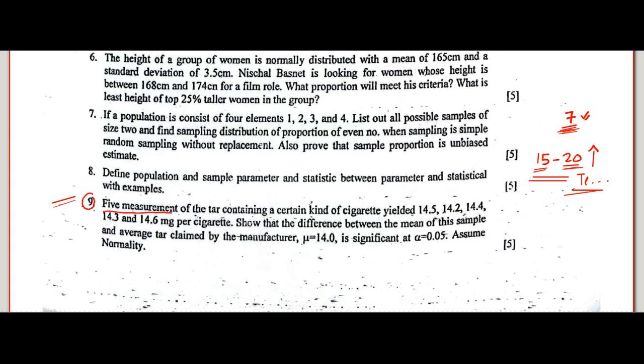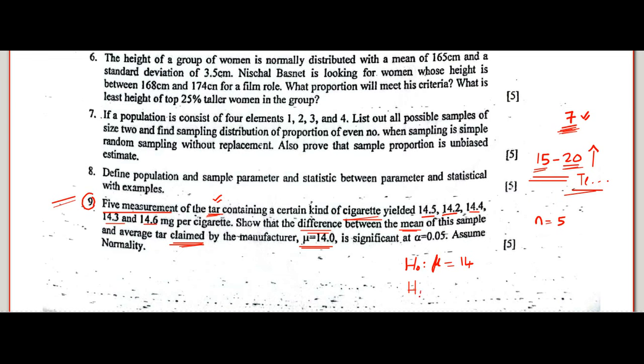Okay, the first question I have right in front of me. We are given 5 measurements of tar. Someone has broken a cigarette down and is measuring the amount of tar that the cigarette contains. They have the amounts here in milligrams, and what I see is that it is a small sample. The manufacturer's claim, the proposed value, gives our null hypothesis: mu is equal to 14 milligram. Show that the difference between the mean and the manufacturer's claim is significant.